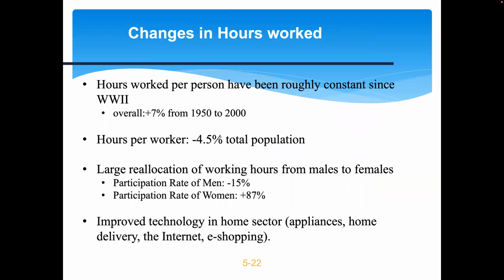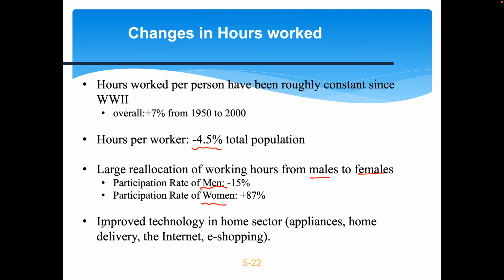Or to summarize, hours worked per person have been roughly constant. Hours per worker also roughly constant. But there's a large reallocation of working hours from male to female, meaning there are fewer males participating in the labor force, but there's almost double the women who participate in the labor force. What possible explanations are there?